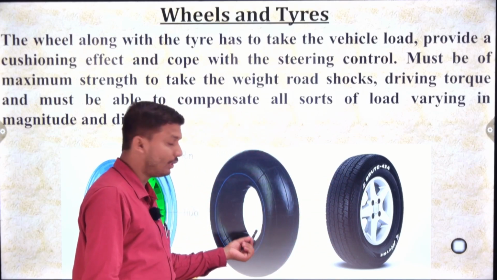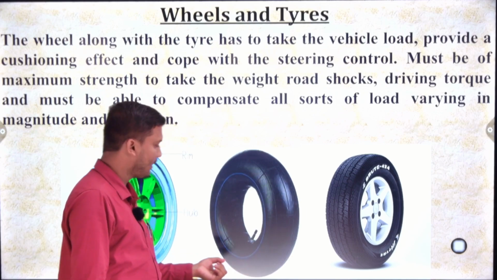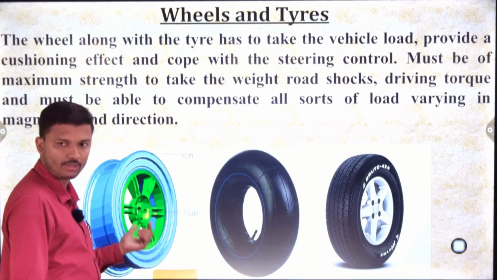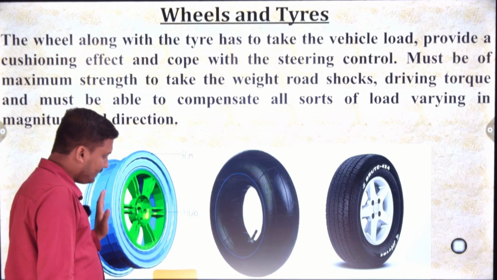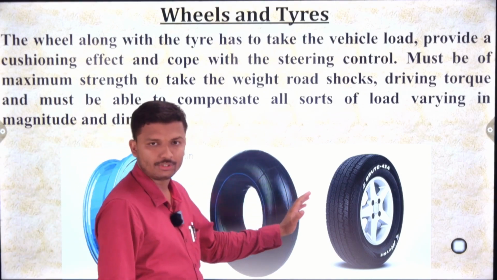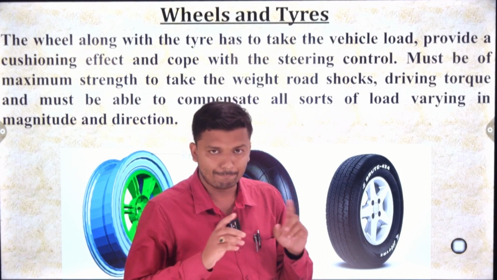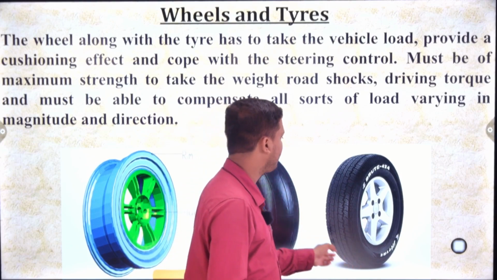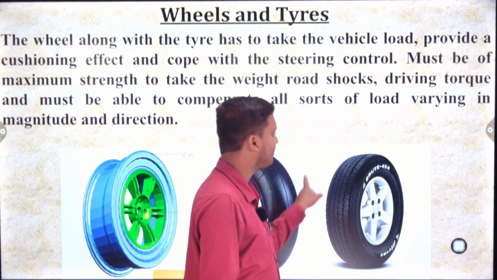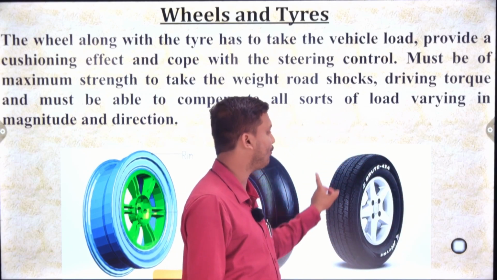This is known as tube. Okay, and this one is rim. Okay, when these three are combined with each other, assembled with each other, the complete structure is known as wheel. That means this is completely a single wheel, a single unity of a wheel.